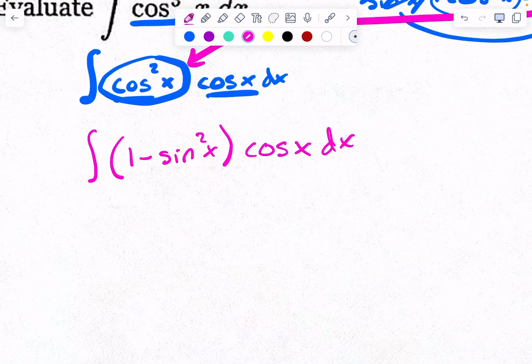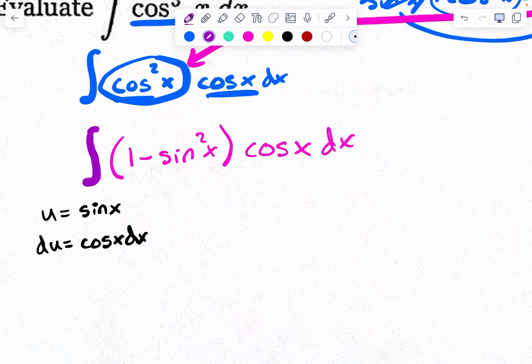Now, the next thing we've got to do is u and du. Any ideas what we're going to do for u? U is going to be sine of x. What's the derivative of sine? Cosine. So let's start substituting.